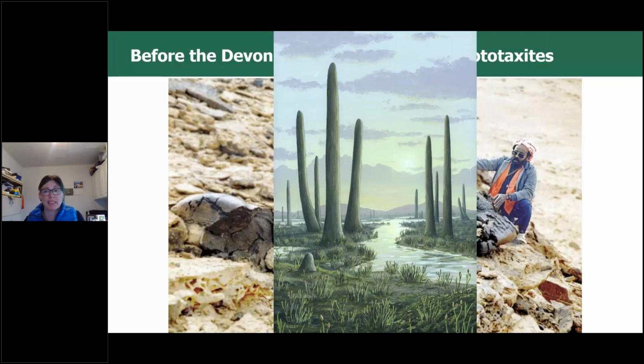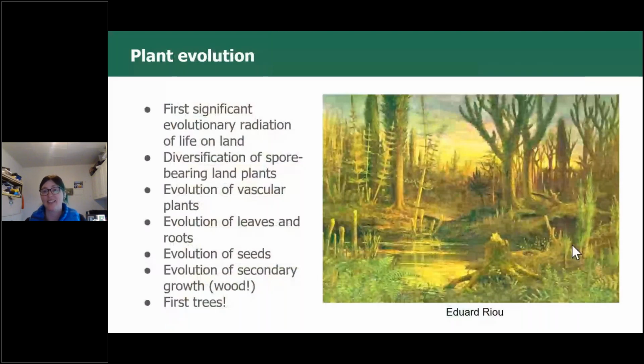We're not quite sure, but suffice it to say, pre-Devonian, there was life on land, but not much. And it wasn't very fancy. And it was definitely fungus, definitely moss, definitely nothing else yet. So moving into the Devonian, though, we have so much happening on land as far as the plants go. So the Devonian represents our first significant radiation of life on land.